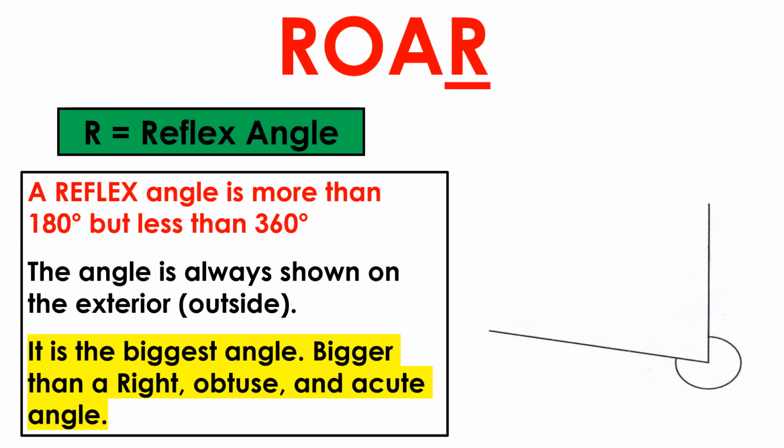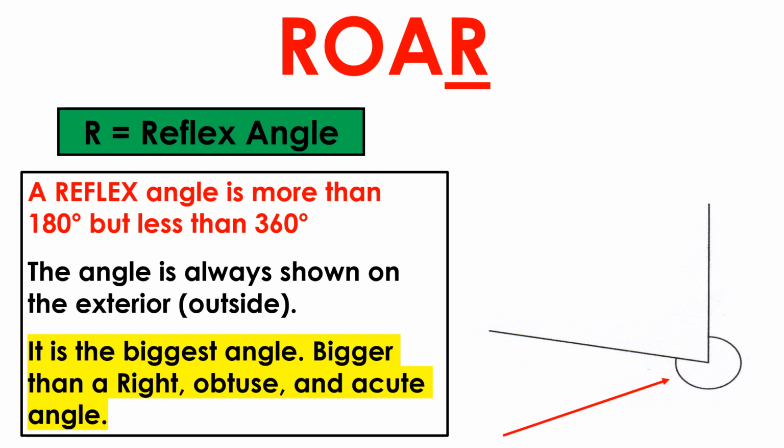So we're on to our last letter for RAW. R stands for reflex angle. So a reflex angle is more than 180 degrees but less than 360. The angle is always shown on the exterior, on the outside.